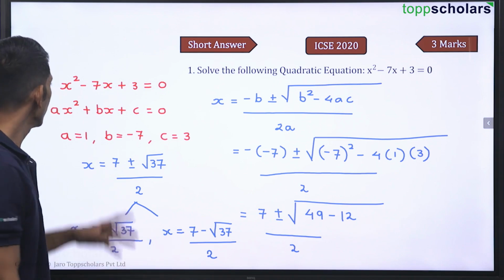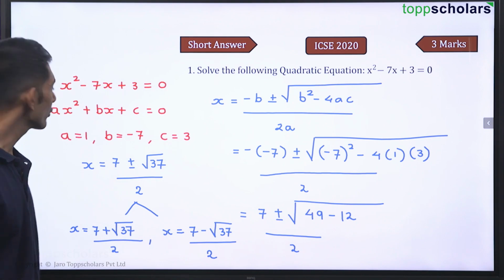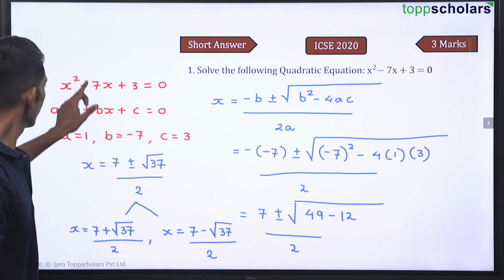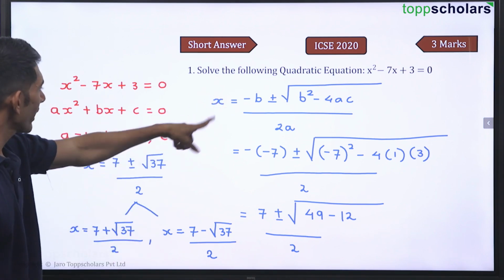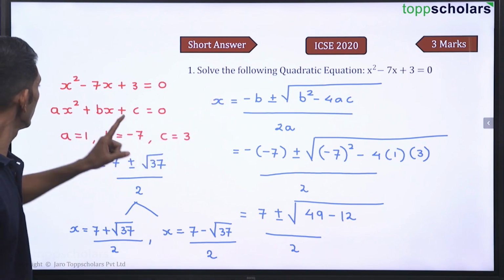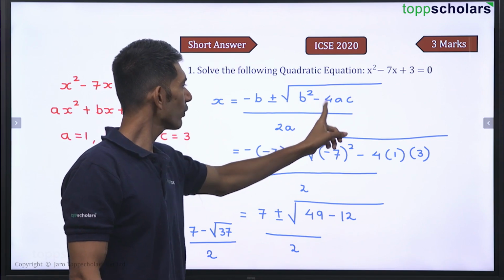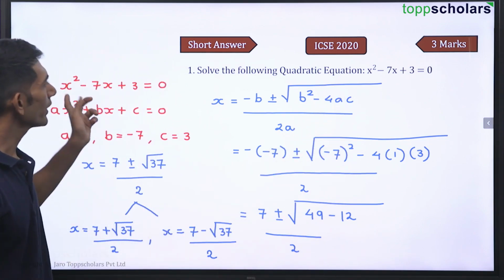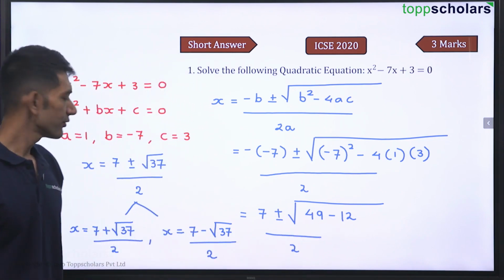This was very simple. First we took a quadratic equation, we compared it with ax square plus bx plus c is equal to 0. We got the value of a, we got the value of b, we got the value of c. We put it in the formula minus b, minus minus 7 becomes plus 7 plus or minus under root b square, that is minus 7 square 49, minus 4 into a into c. So 4 into 1 into 3, that is 12. 49 minus 12 is 37.